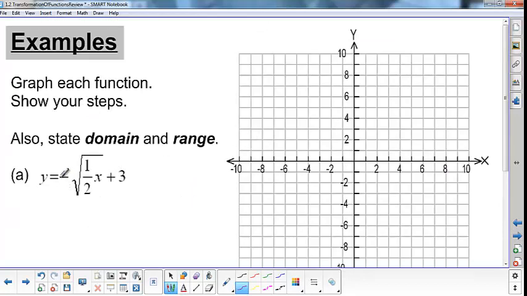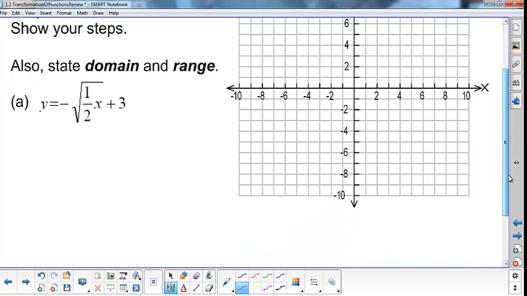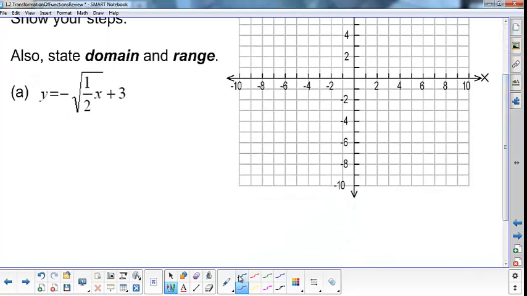So we have y equals negative root of 1/2 x, and then plus 3. The first thing we're going to do is state all of our steps and what we need to do to make this transformation. So the first thing is to remember the SRT. We're going to take a look and see if there are any stretches.